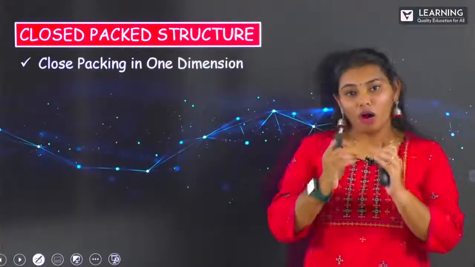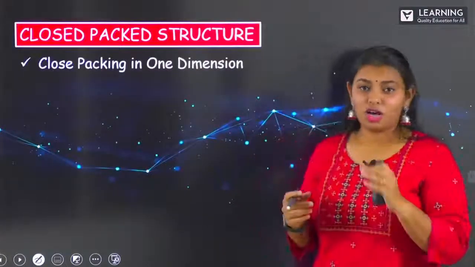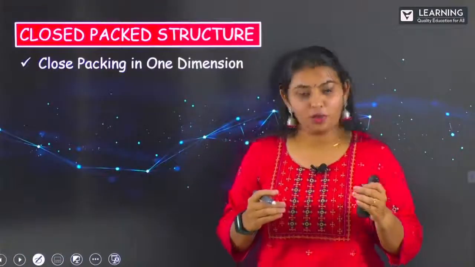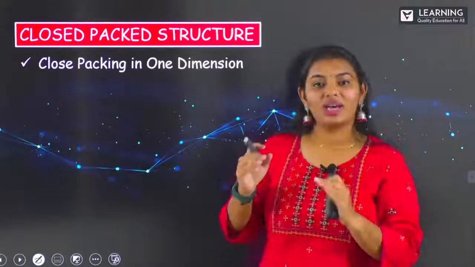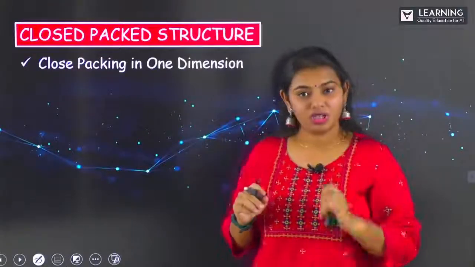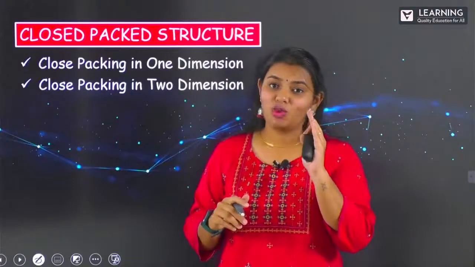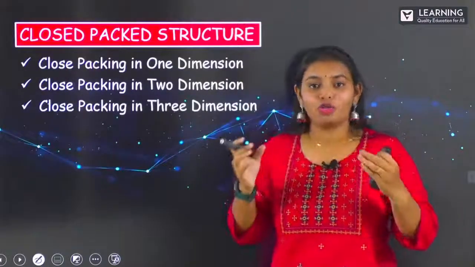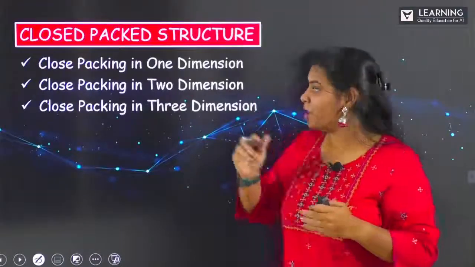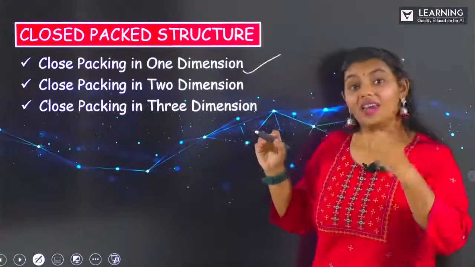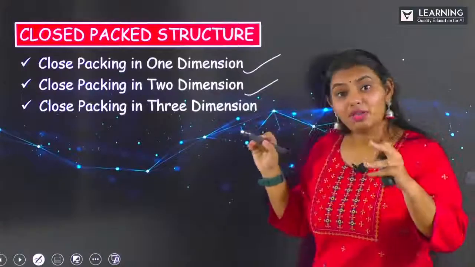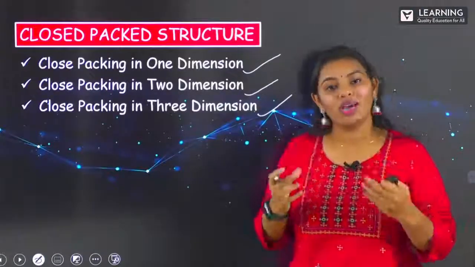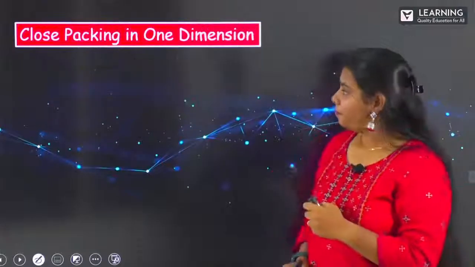Now, how are we going to form close packed structures? The first thing that we have to do is to arrange them in different dimensions. First we will see how exactly close packing is done in one dimension, next two dimensions, as well as three dimensions. It is done step by step. Through one dimension only, we can get two dimensions. Through two dimensions only, we can get three dimensions. So step by step, we will learn how exactly close packing is done.